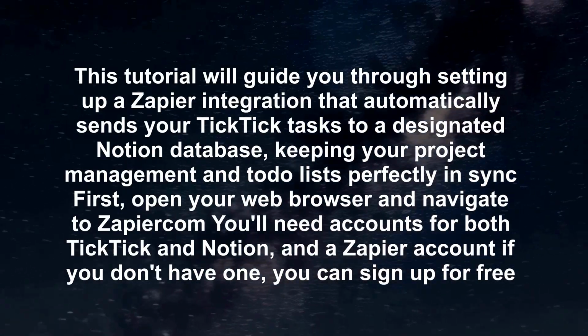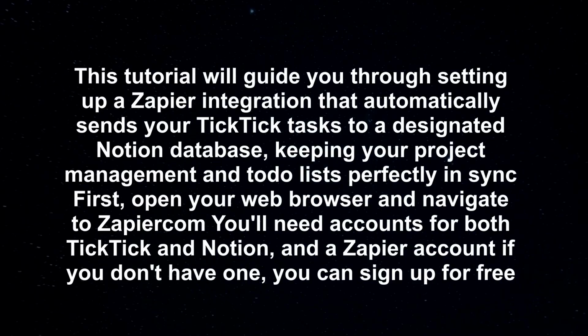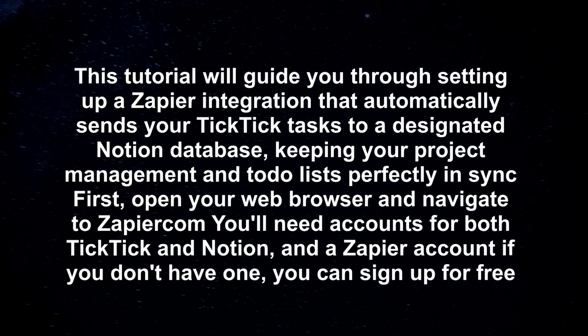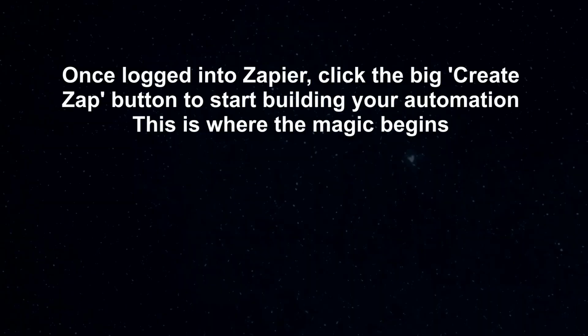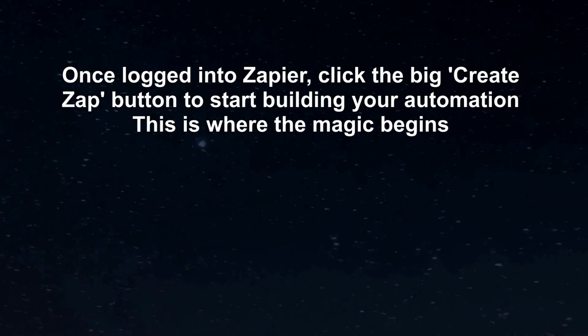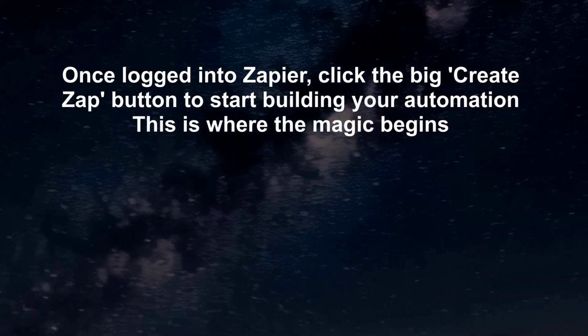First, open your web browser and navigate to Zapier.com. You'll need accounts for both Ticktick and Notion, and a Zapier account if you don't have one. You can sign up for free. Once logged into Zapier, click the big Create Zap button to start building your automation. This is where the magic begins.